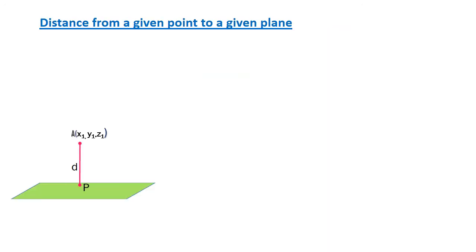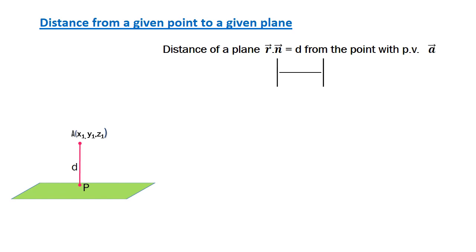Next concept is distance from a given point to a given plane. Distance from a plane r vector dot n vector is equal to d from a point whose position vector is a vector. It is simply modulus of a vector dot n vector minus d upon magnitude of the n vector.